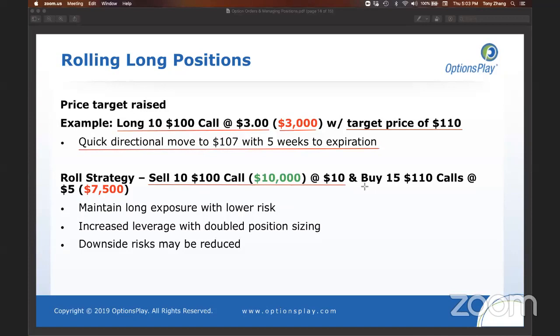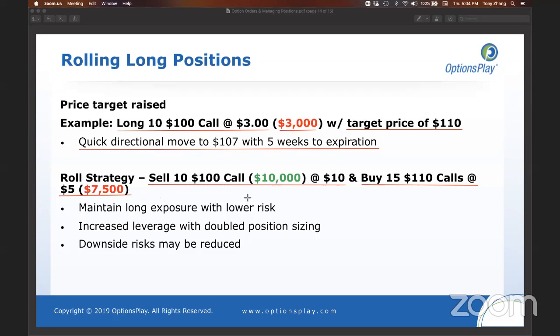What you want to do instead now is buy 15 contracts of a 110 call. So what you want to do is roll these up. So instead of just selling the 100 strike calls, now you want to buy more of the 110 calls. Because the 110 calls are going to be cheaper, you're going to receive a $10,000 credit by selling these 10 original calls. You're going to spend $7,500 to buy these new calls.